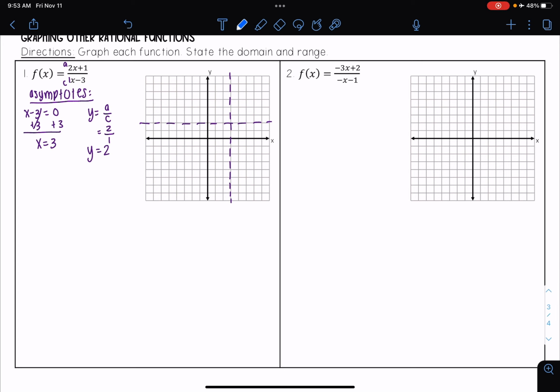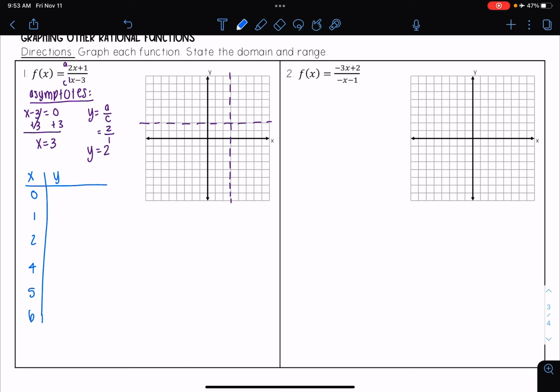Okay, so now let's create a table of values to find some points that are on this line. So my vertical asymptote is at x equals 3, so I want 3 points to the left and to the right of that. So 3 points to the left of that, that can be 0, 1, and 2. And then 3 points to the right of 3, I can do 4, 5, and 6.